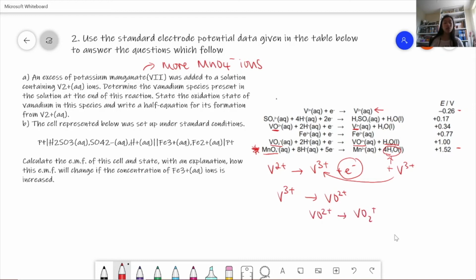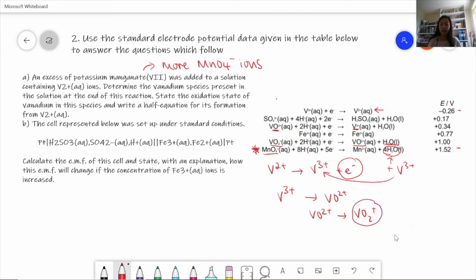And of course, this is also because all of these equations with the vanadium, they all have a more negative standard electrode potential, so that they always act as the reducing agent. And so that's why eventually the V2+ will turn into this VO2+.